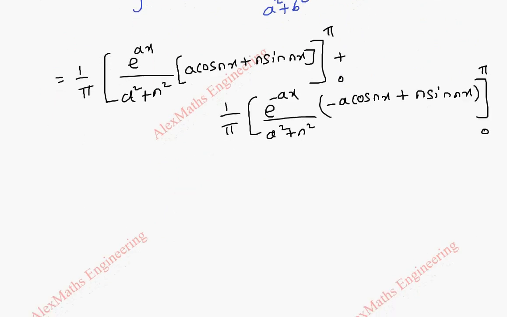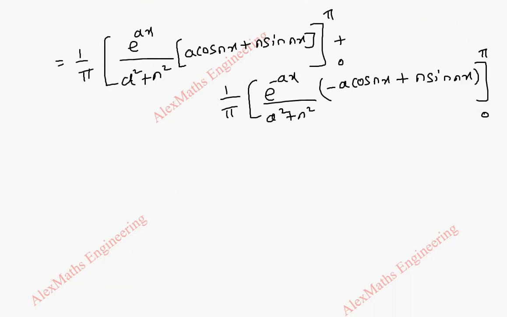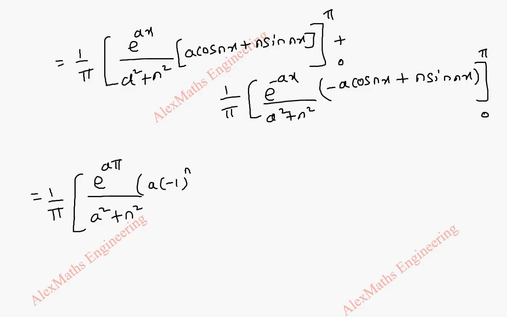Now when we apply the upper limit, we get 1 by pi. This is e power a pi by a square plus n square, and cos pi will be minus 1 whole power n, sin pi is 0. Minus, when I apply lower limit, e power 0 is 1. So 1 by a square plus n square, and cos 0 is 1, sin 0 is 0.